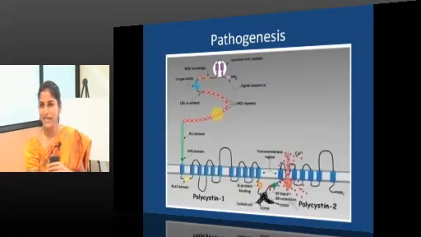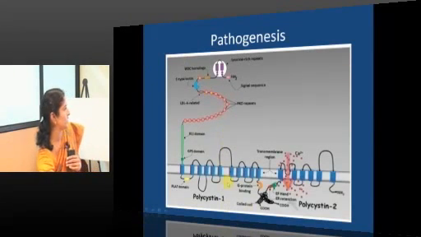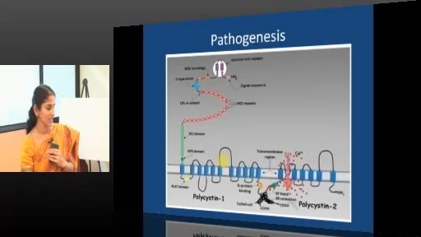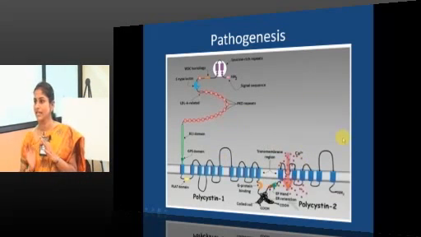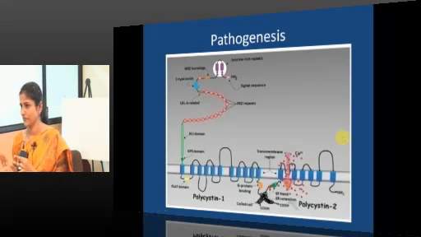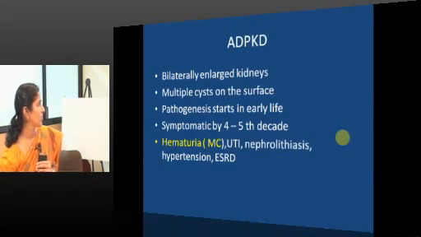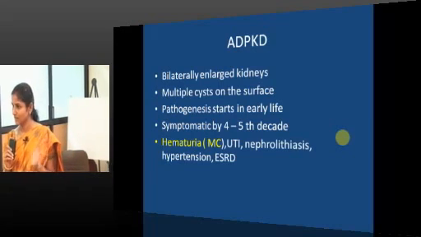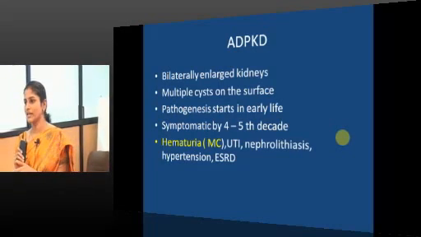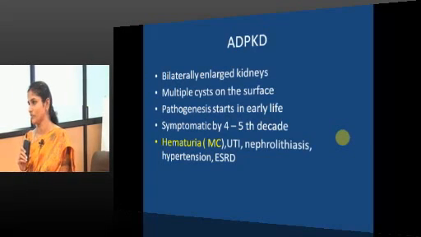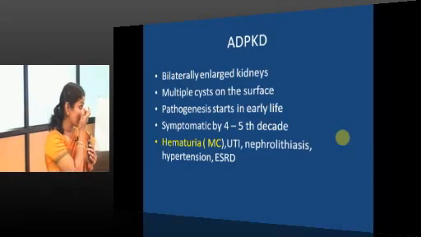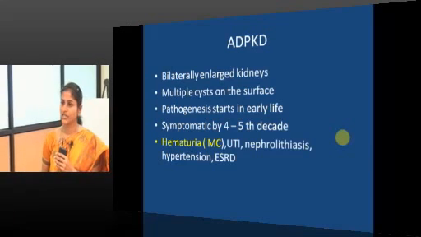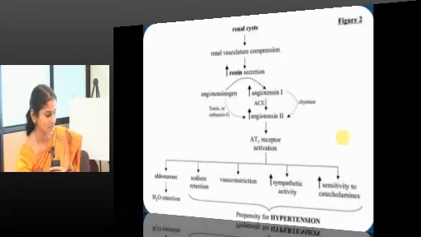Normally, polycystin 1 has a role in intercellular and cell-matrix interaction, and polycystin 2 acts like a calcium channel. Right. So, in autosomal dominant polycystic kidney disease, though the pathogenesis starts earlier, the patient becomes symptomatic by the 4th or 5th decade. The most common symptom is hematuria. Of course, urinary tract infection, hypertension, and nephrolithiasis may be other symptoms.